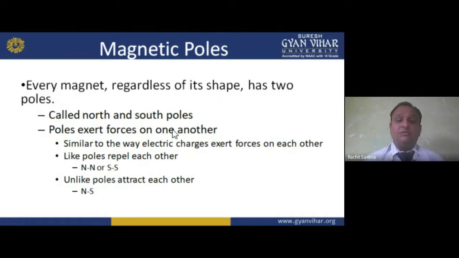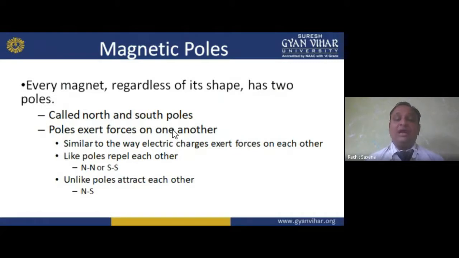Similar to the way electric charges exert force on each other, like poles repel each other: north to north and south to south. North repels the north pole and south repels the south pole. Unlike poles attract each other. Unlike means opposite, in a simple way. So like poles repel: north repels north, south repels south.